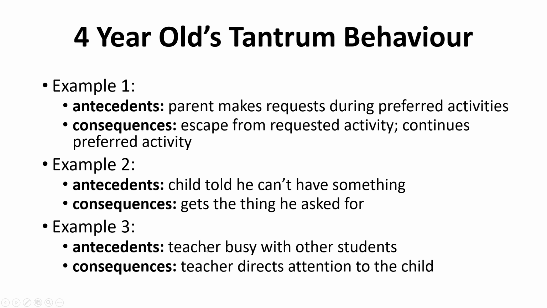Example 3 is antecedents. We have a teacher who's busy with other students. The child throws a temper tantrum, and as a consequence, the teacher directs attention to the child, which is very similar to the previous example. Instead of getting a physical thing, they get attention now. So it could still be social positive reinforcement there.